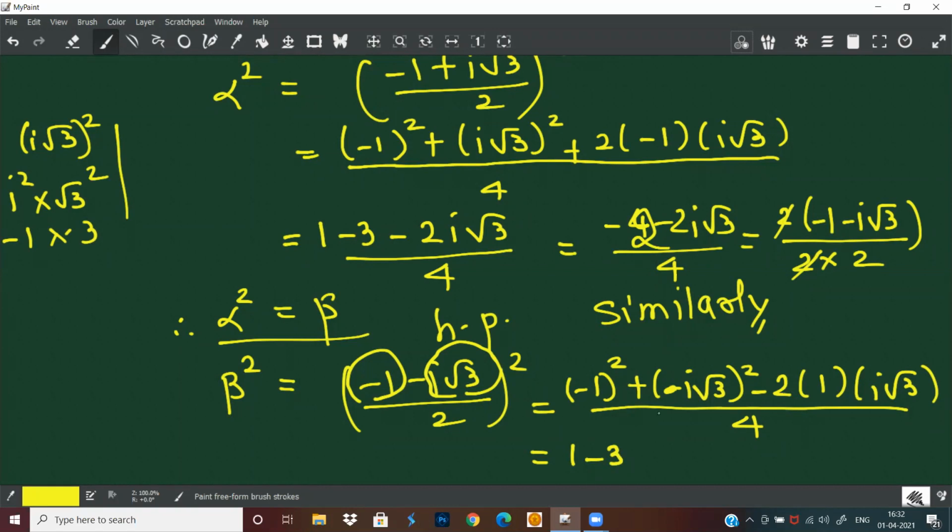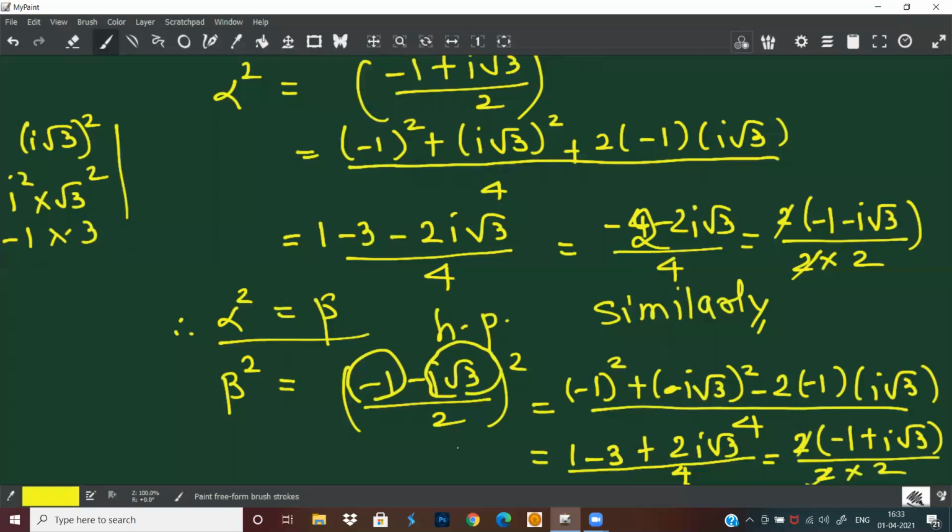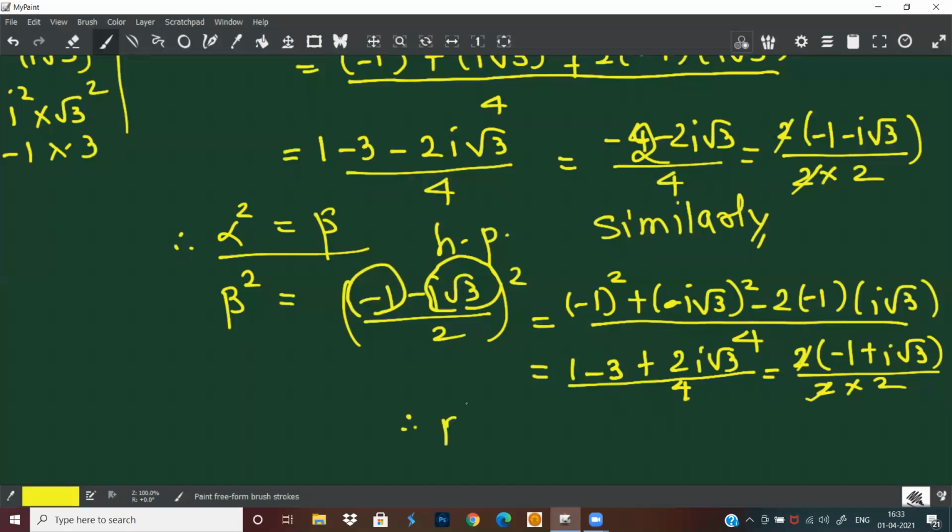Yeah, A is minus 1. 2AB, yeah, that's why it is plus 2I root 3 divided by 4. I'm just trying to fit in here only. So 1 minus 3 is minus 2. So you can take 2 common. Minus 1 plus I root 3 upon 4 is 2 into 2. So that gives alpha. Hence your beta square came as my alpha. Hence proved. Okay? Everybody complete that.